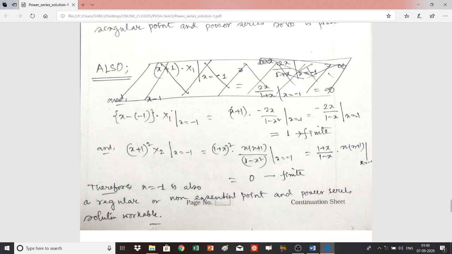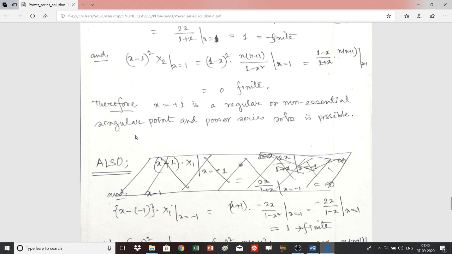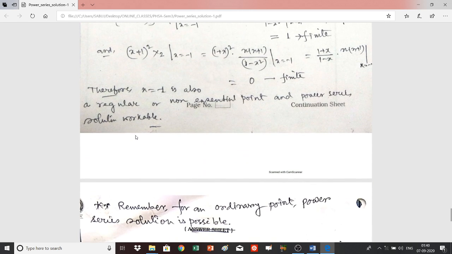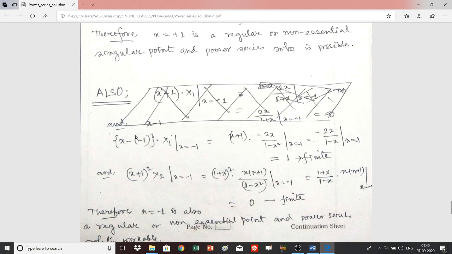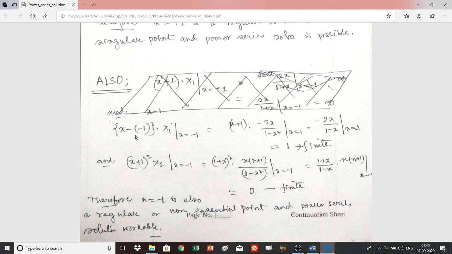So x is equal to minus 1 is also a regular singular or non-essential singular point, and the Cauchy solution can be possible. So Cauchy solution for both values x is equal to plus 1 and x is equal to minus 1 can be possible. So you have to test some other equations, whether those equations can be expressed in Cauchy's method or not.